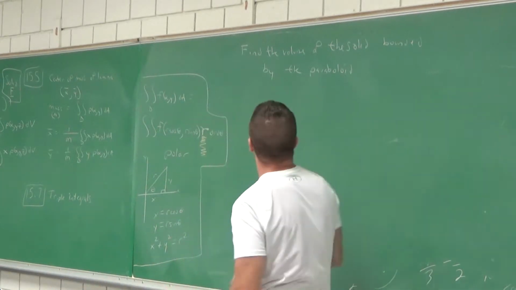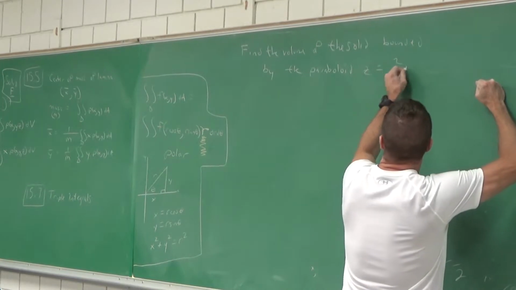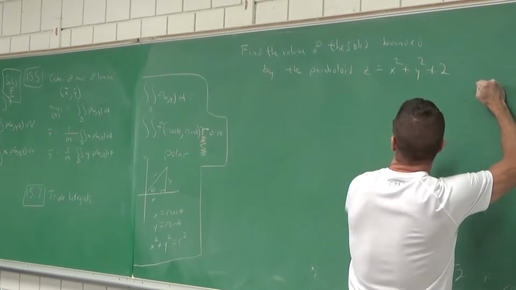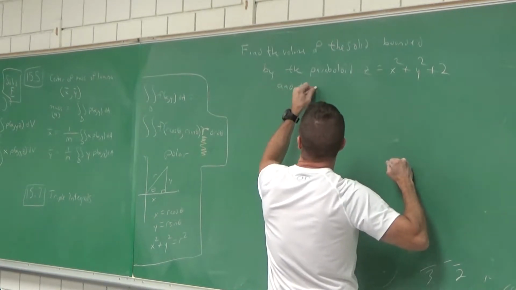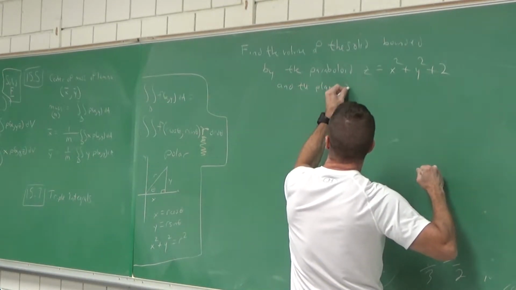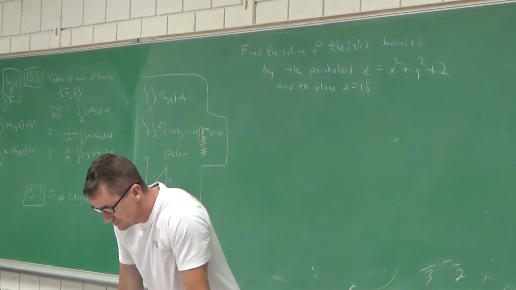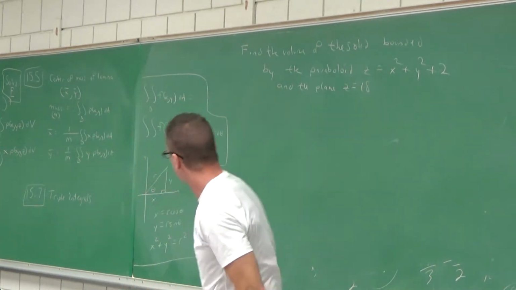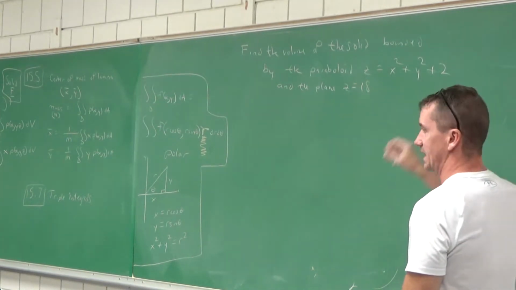The paraboloid z equals x squared plus y squared plus 2, and the plane z equals 18. So we'll find this. Or we can at least set it up.